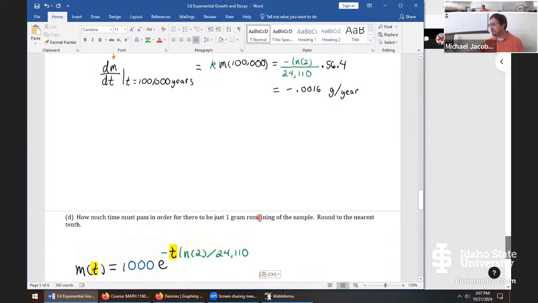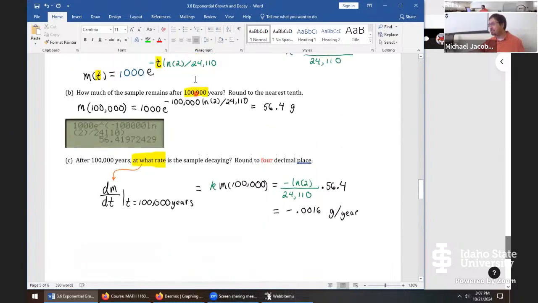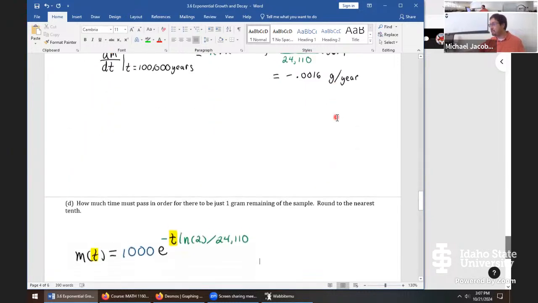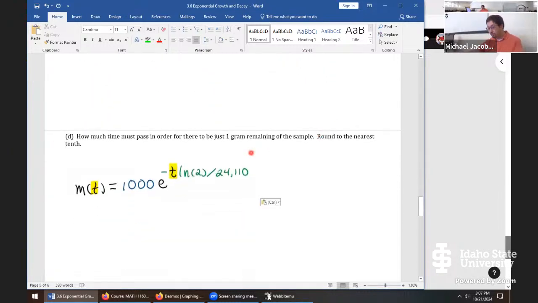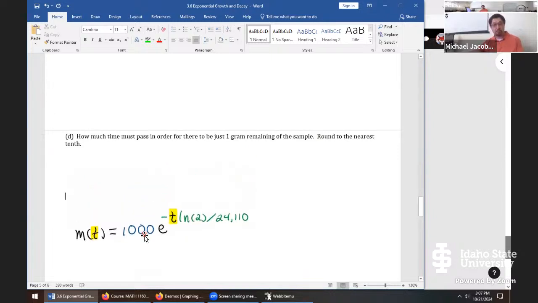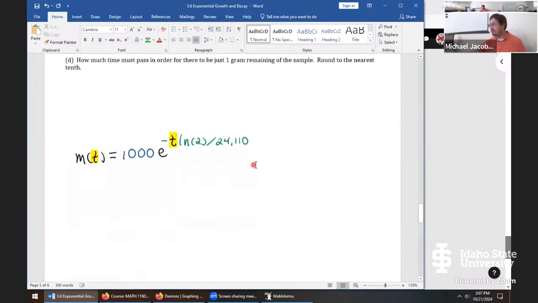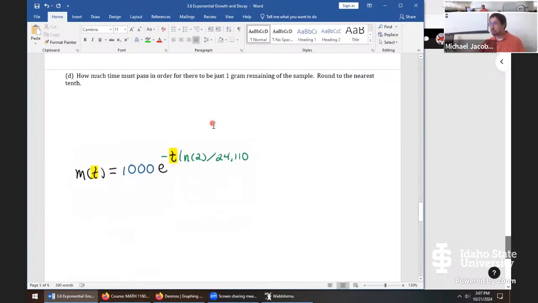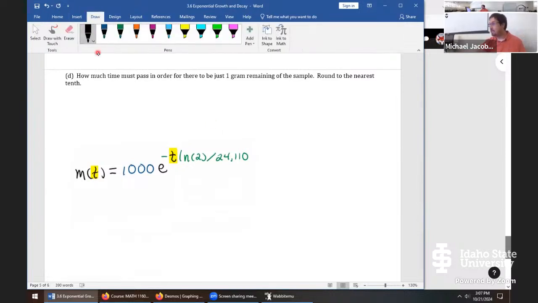So here's the situation so far. We know that after 100,000 years, a very long time, our initial mass of 1,000 grams has only disintegrated to 56.4 grams. So now a natural question might be, if you ever had 1,000 grams of this plutonium in your garage, how long for there to be just 1 gram remaining in the sample? Well, that's kind of a tough thing to estimate, I'd say. So let's calculate it exactly.